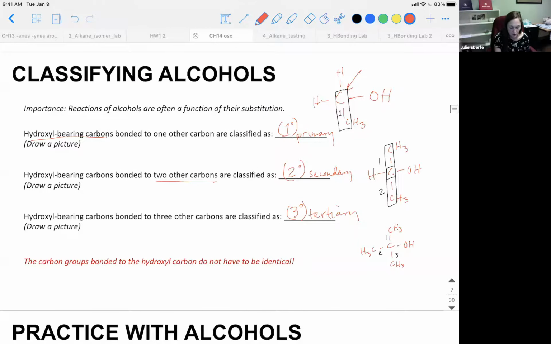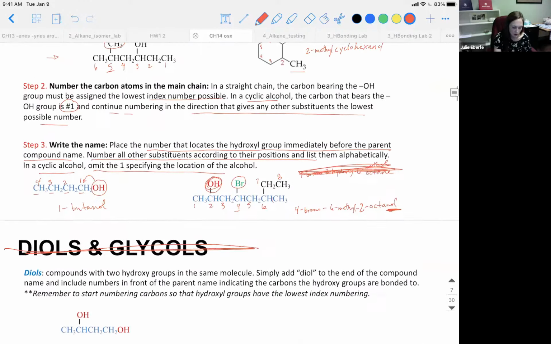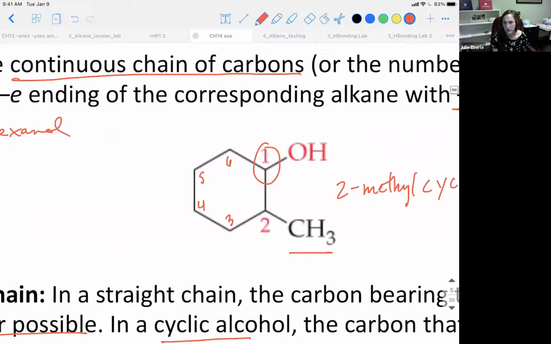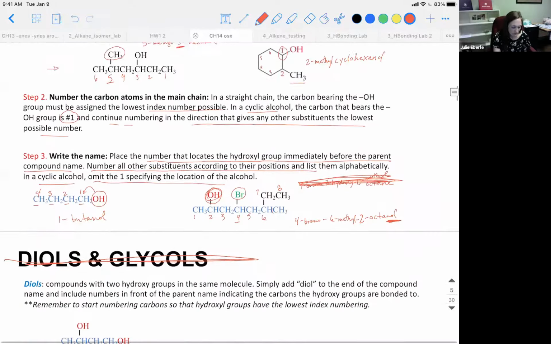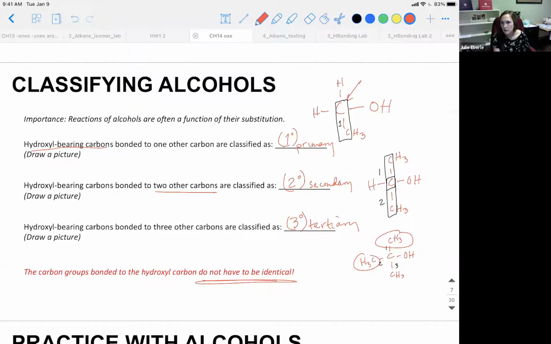Now, I drew all these little substituent groups identical. They don't have to be identical. Don't get it in your head that they're all going to be methyl groups. This could be a really huge molecule. For example, right up here, if I said this carbon right here, okay, it's in a ring structure, but you could still tell me if it's primary, secondary, or tertiary, okay? Okay, questions on that? Pretty simple.